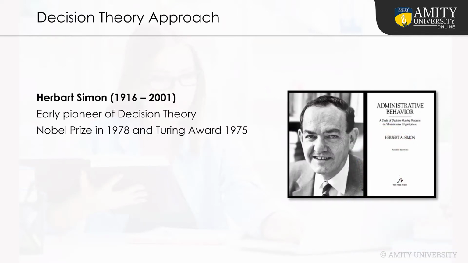Herbert Simon, an early pioneer of decision theory, was also among the pioneers of several other modern-day scientific domains, such as artificial intelligence, information processing, problem-solving, organization theory, and complex systems. He won the Nobel Prize in 1976 and the Turing Award in 1975 for his theory of corporate decisions.